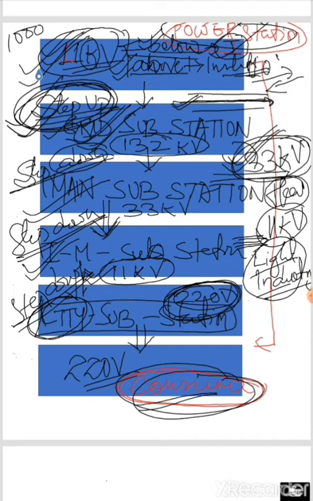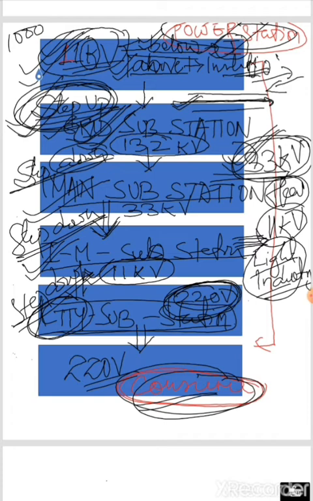So the grid substation is the place where a step up transformer is used, whereas in the rest, in the main substation, in the intermediate substation, in the city substation, in all these three stations, a step down transformer is used. That is, the voltage is dropped from 132 kilovolt to 33 kilovolt, from 33 kilovolt to 11 kilovolt, and from 11 kilovolt to 220 volt. All right. So in the grid substation, the voltage is stepped up to 132 kilovolt.